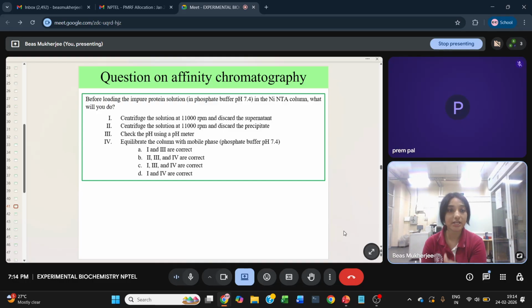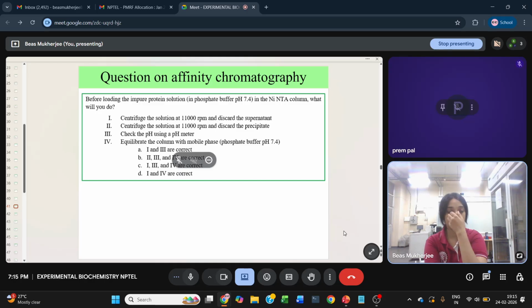Centrifuge the solution at 11,000 rpm and discard the supernatant. Centrifuge the solution at 11,000 rpm and discard the precipitate. Check the pH using a pH meter. Equilibrate the column with the mobile phase, that is phosphate buffer 7.4. So what do you think needs to be done? A few of these need to be done. Which all do you think need to be done? This is the basic practice for every FPLC system.